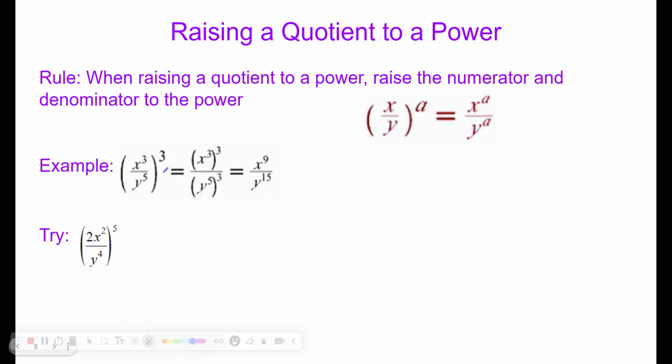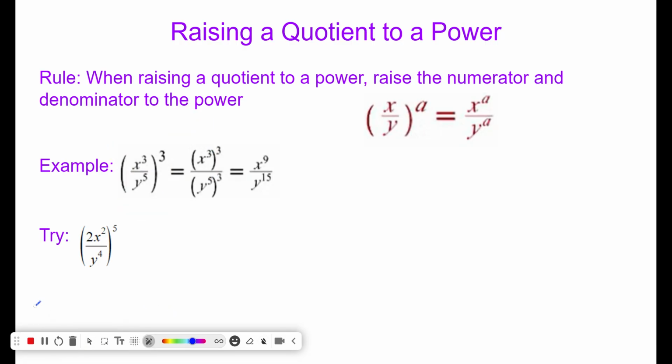In our example, x is being raised to the 3rd power in the numerator, y is being raised to the 5th power in the denominator, and all of that is being raised to the 3rd power. Simplify, we'd have 3 times 3 on the top and 5 times 3 on the bottom. This simplifies to x to the 9th over y to the 15th power.